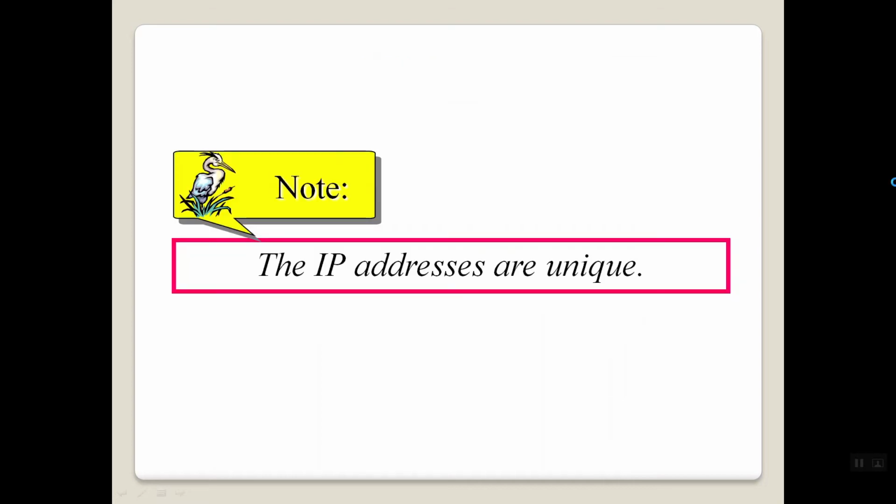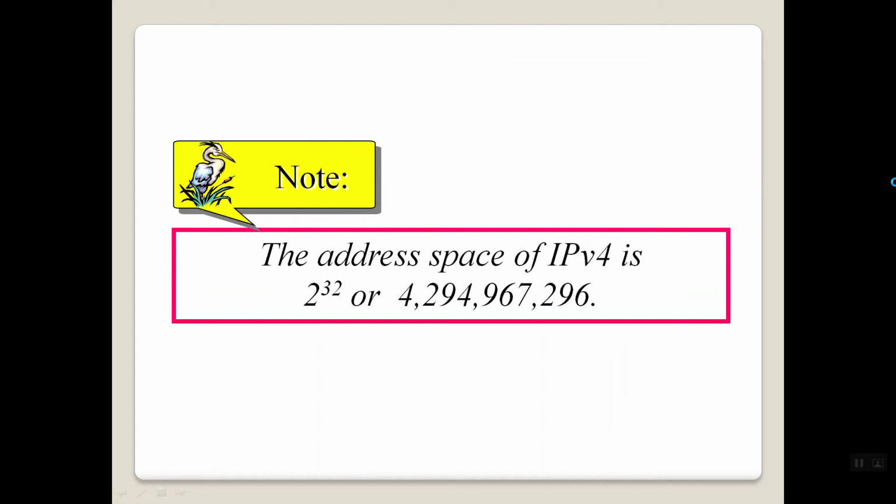Note, it is very important that every IP address is unique. If it is not unique, there will be a problem in communication. So every time you have to check whether the IP address is unique or not, or the system will do it for you. Next, the address space of IPv4 is 2 to the power 32. Every IPv4 address has 4 parts, and each part consists of 8 bits, so there are a total of 2 to the power 32 addresses.